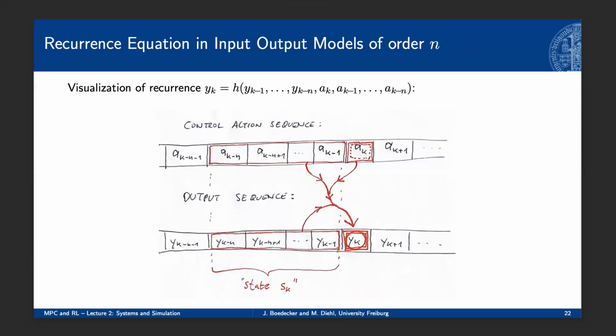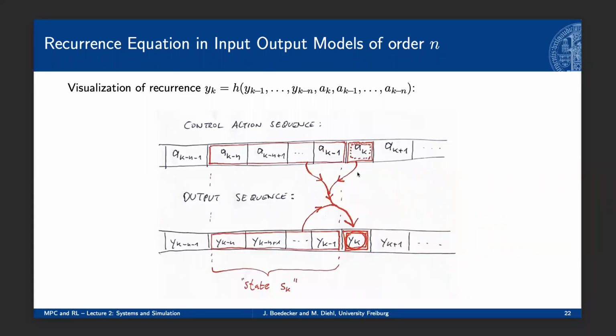Let's visualize what's happening here. If you think of this recurrence equation, we have to somehow find a function h. That's now our model, basically. This function h takes all the past actions on the window and all the past outputs, the measured outputs, on the window. And it takes our latest control action, one that we now can decide upon, in order to predict what will be our latest measurement.